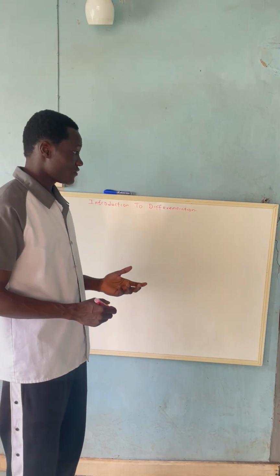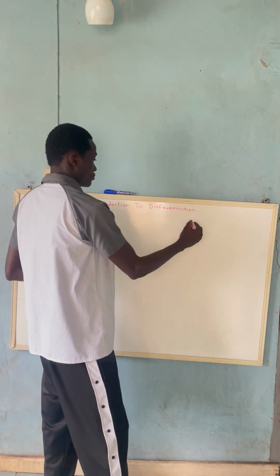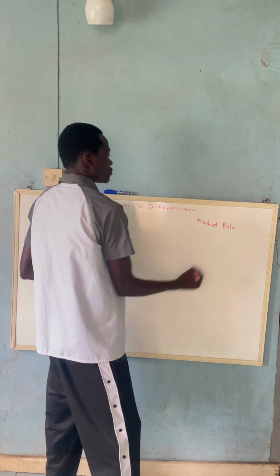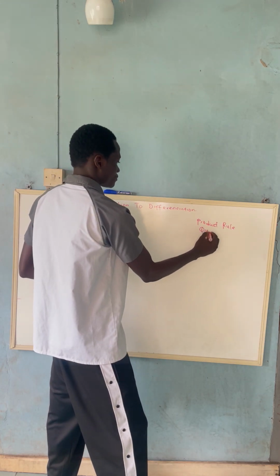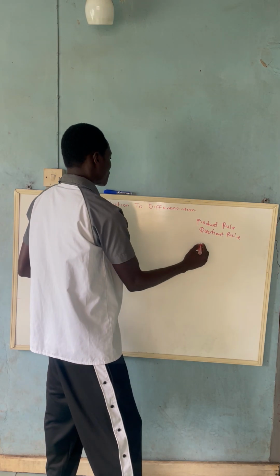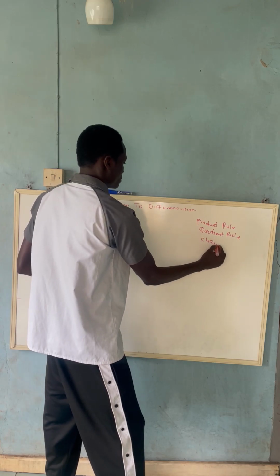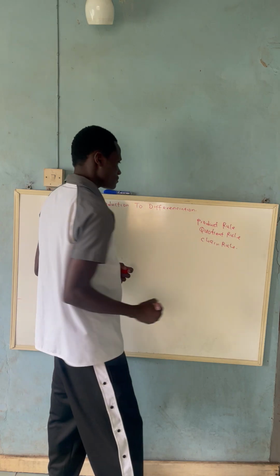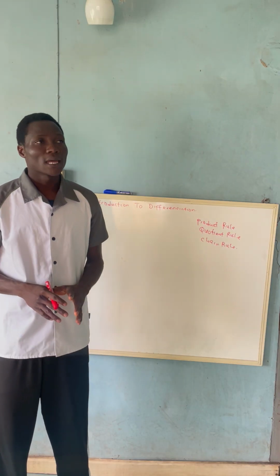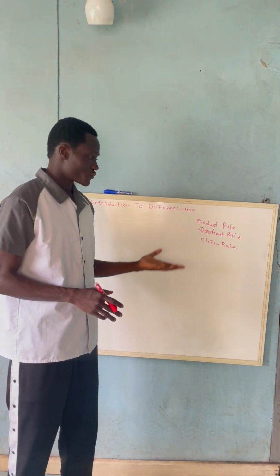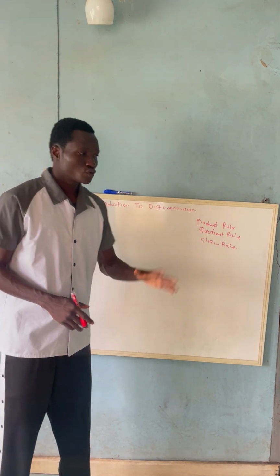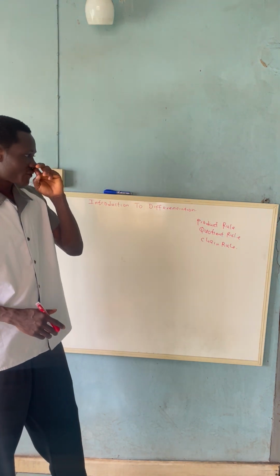And the three techniques here are the product rule, we have the quotient rule, and we have the chain rule. But I might be discussing only the product rule for this video, and in the next video I'll be discussing the quotient rule, and the one after that, I will be discussing the chain rule. So in that order. Take note of something.